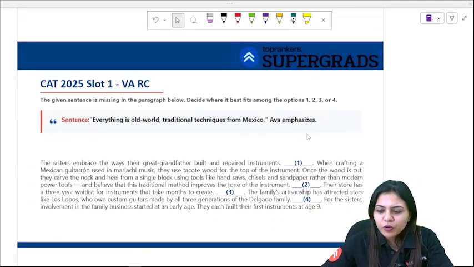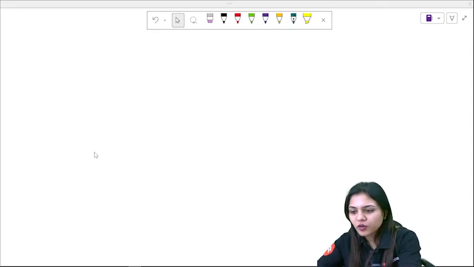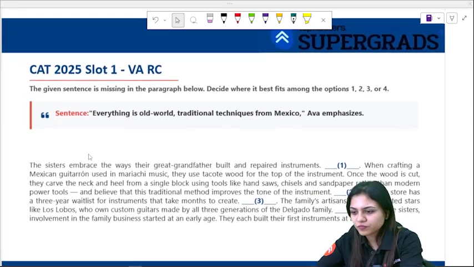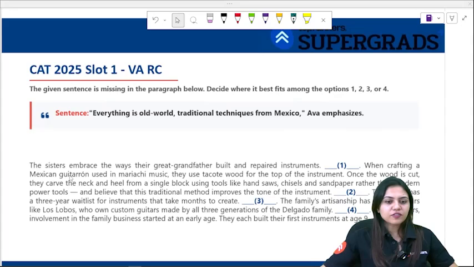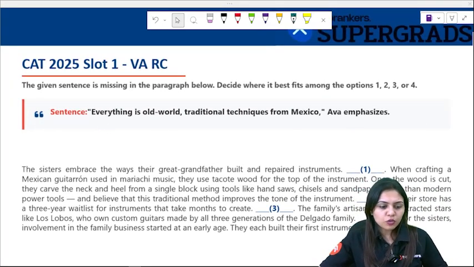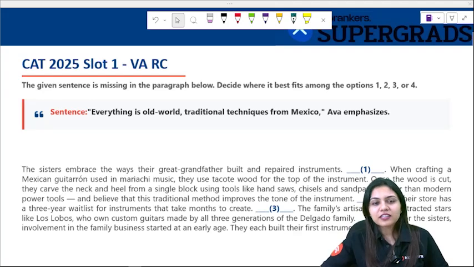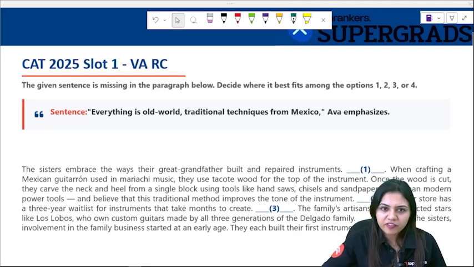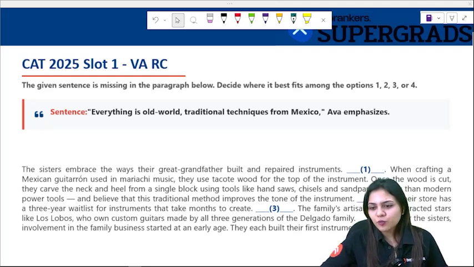Now, we're going to solve a passage together. I hope you can see my screen. If not, then let me increase the font size. I hope now it's visible. I'm going to move aside so that you can go through that. By the way, as you can see, this particular para completion question has been taken from the CAT 2025 previous year paper, slot 1. So be very careful and see where you think this sentence actually fits. Giving you some time to go through it.